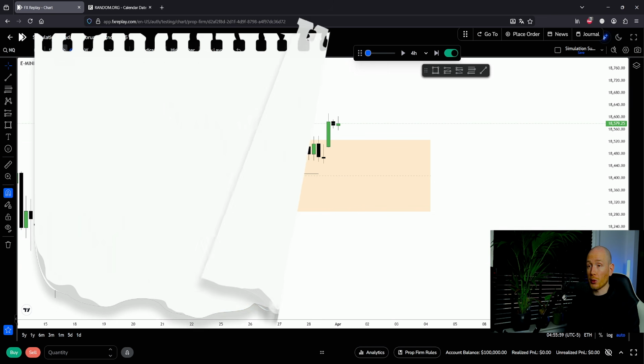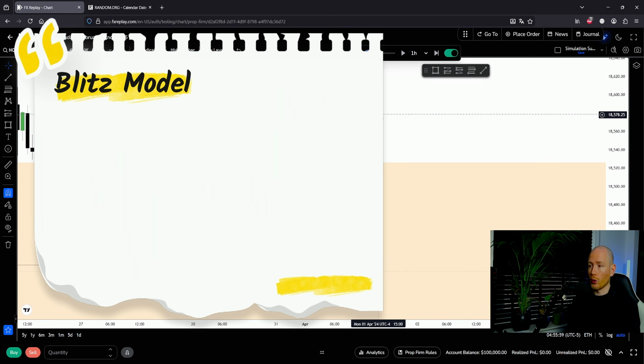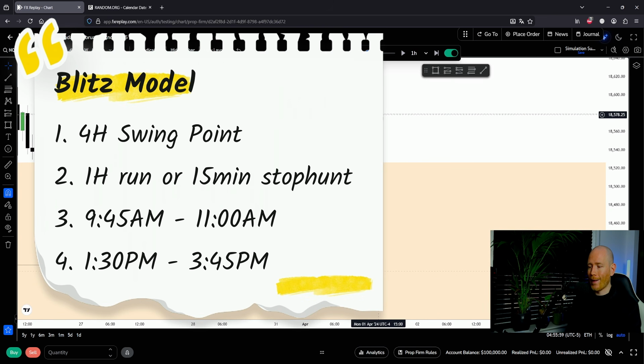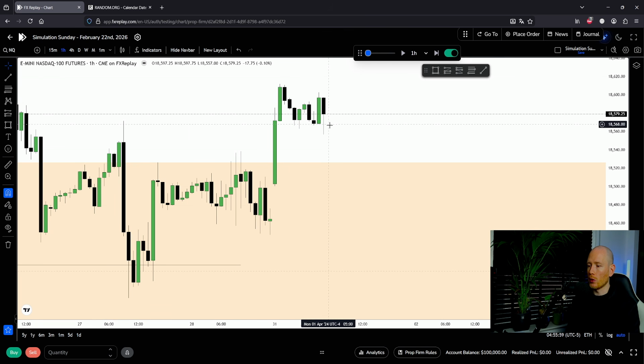We're focusing on specific times, right? So we're focusing on a 4-hour swing point, and then we're gonna trade either a 1-hour stop run, a 1-hour previous candle low, or we're gonna do a 15-minute low run and then continuation. This has to happen within the time window, right? The time window is 9:45 to 11, or 1:30 p.m. until 3:45 p.m. So let's see if we can catch that.